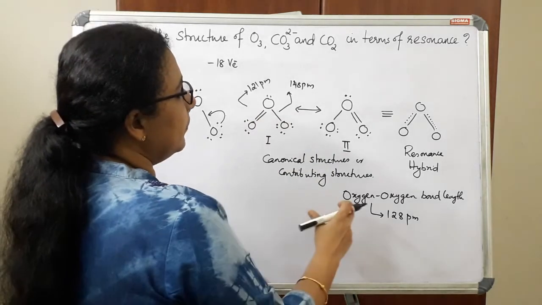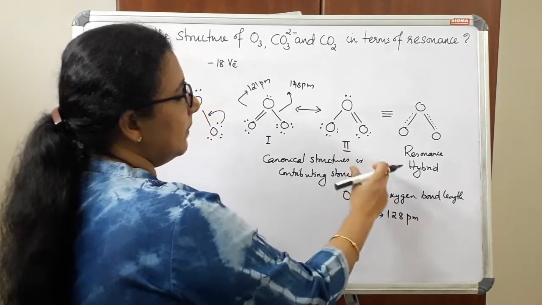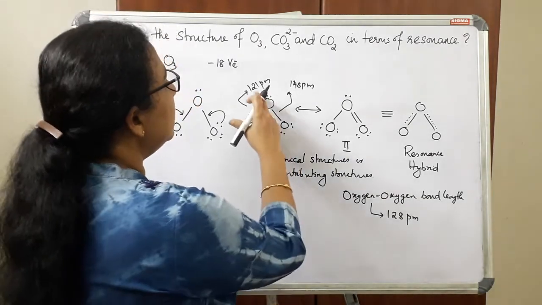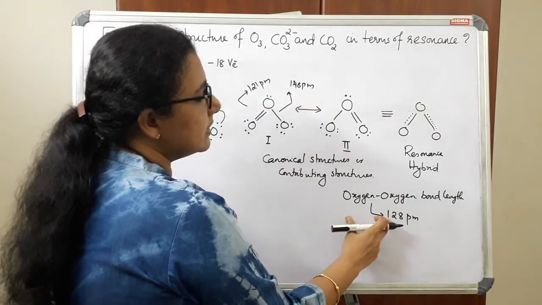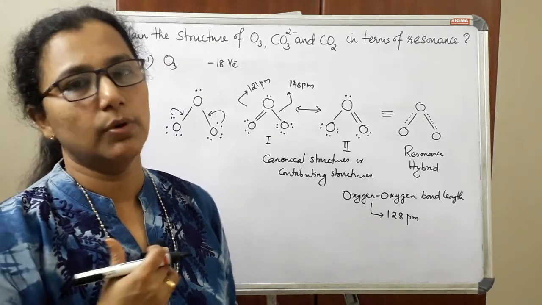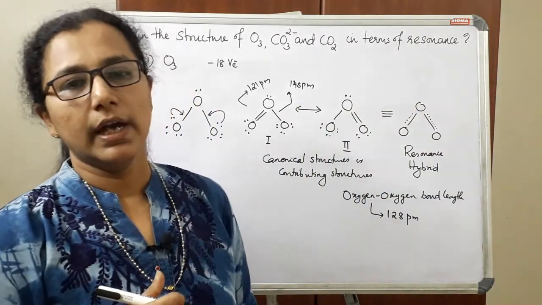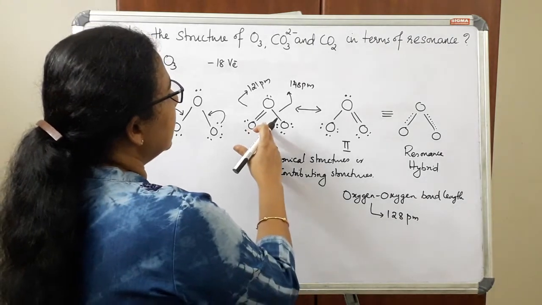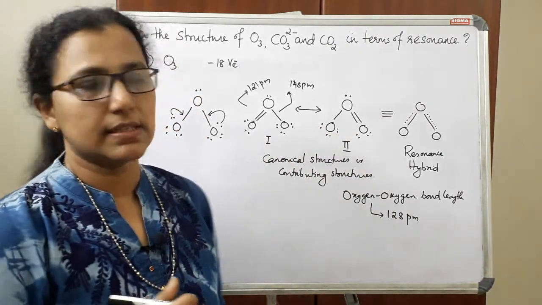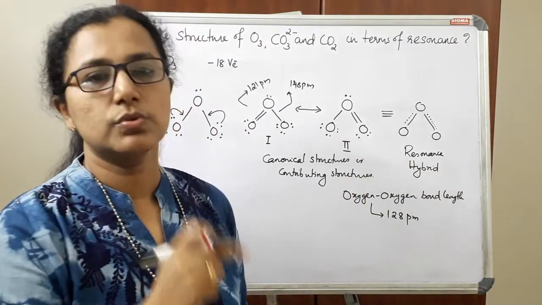But we can observe that the experimentally determined value for the oxygen-oxygen bond length is between 121 and 148 picometer. That is, it is 128 picometer. That means it is neither a double bond nor a single bond. It is in between a double bond and a single bond. So we can say that these two are resonance structures, and these two structures are not real structures. The real structure is the resonance hybrid of those two canonical structures.